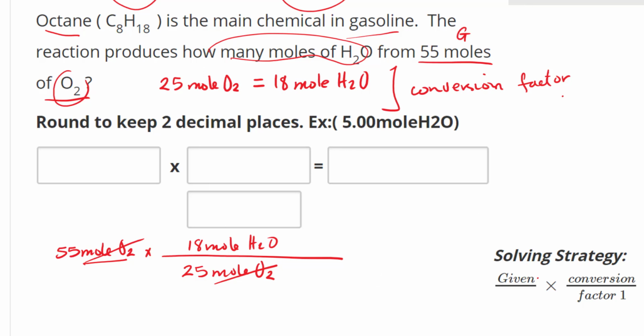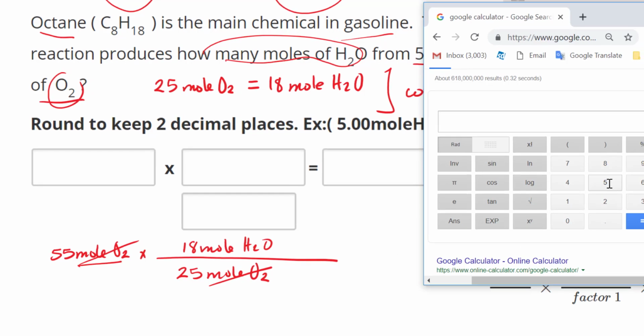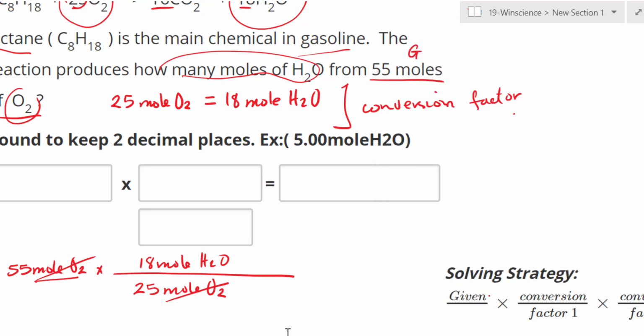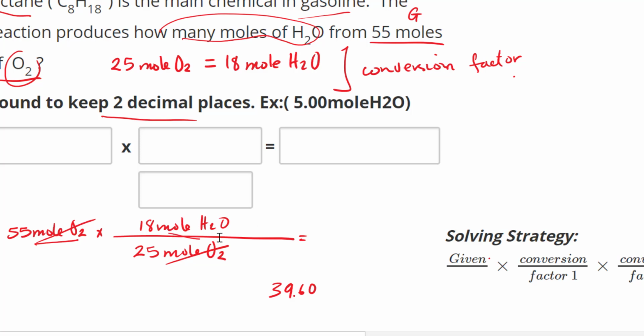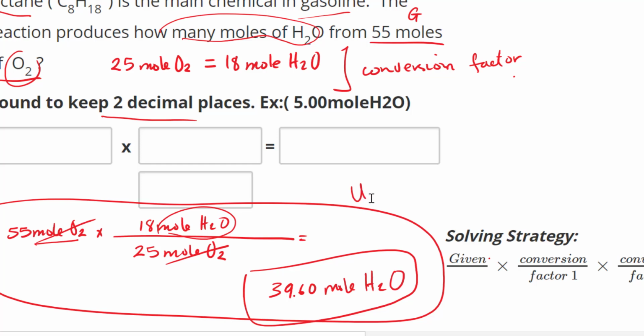So plug this into our calculator. Again, multiply everything on top and divide by everything on the bottom. 55 times 18 and divide by all numbers on the bottom, which in this case is only 25. And we have 39.60 because we want to keep two decimal places. And what's the unit going to be? Moles of H2O. There you go. And this is the work that I would like you to show on your paper.